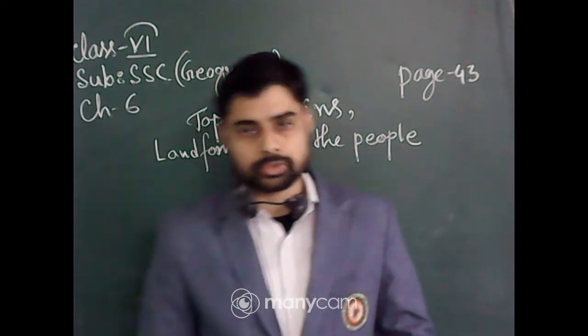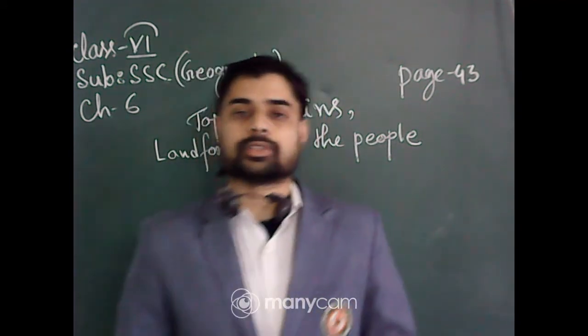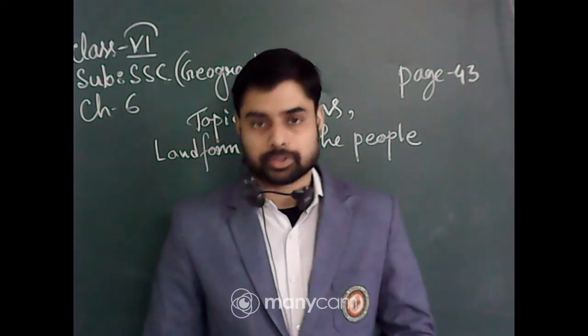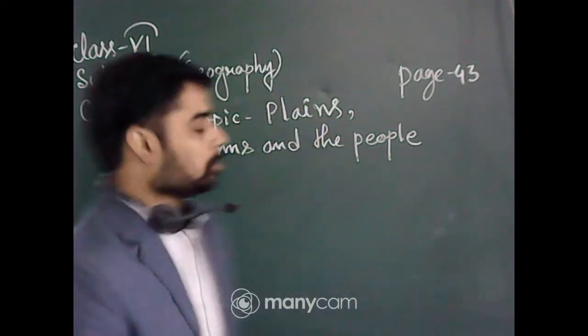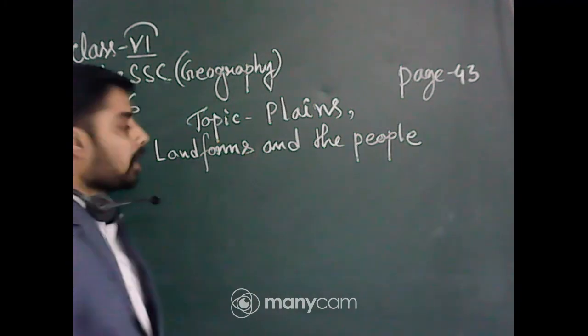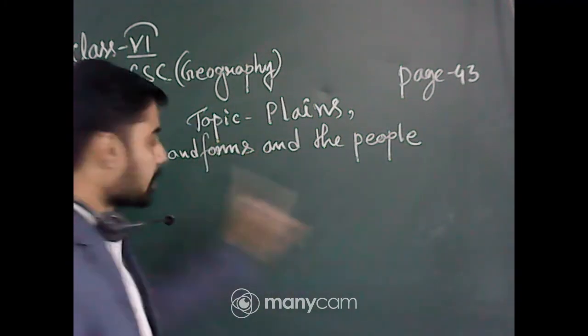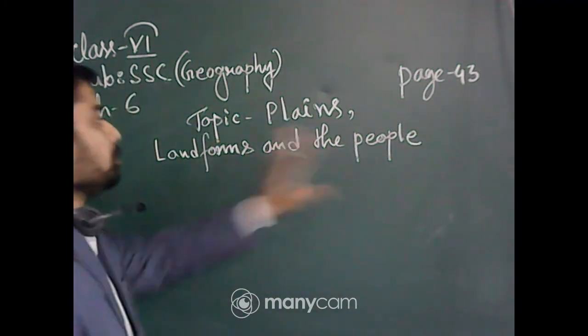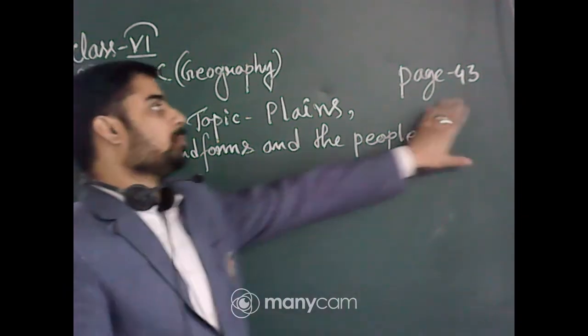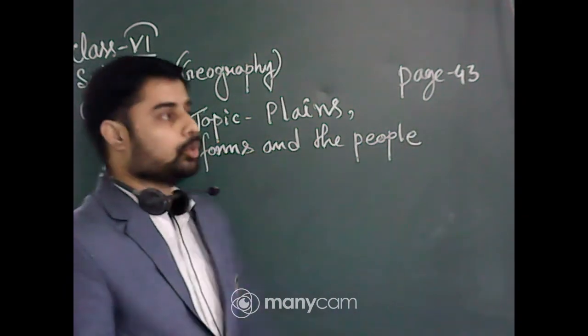Today, in our social science geography class, we are going to discuss another subunit from your chapter 6. The name of the subunit is plains. After that, we will discuss another subunit, landforms and the people. So quickly open page number 43 of your geography book and follow.